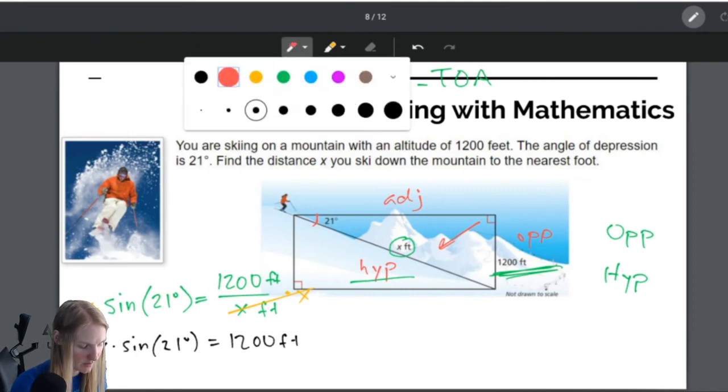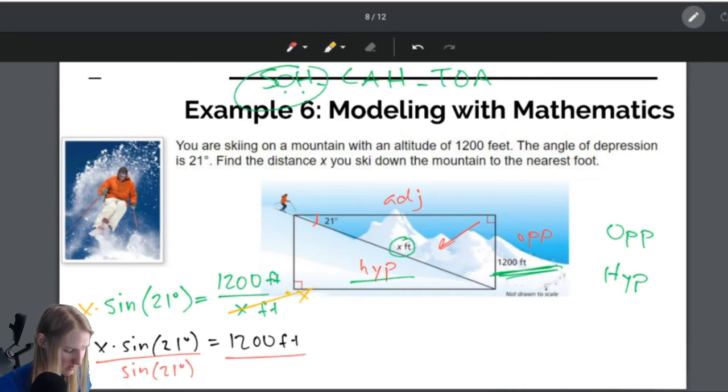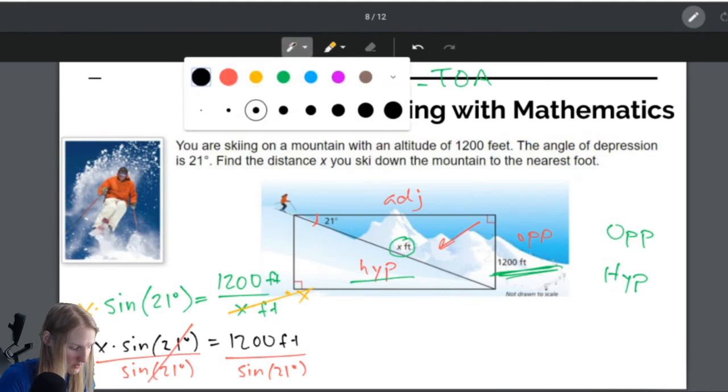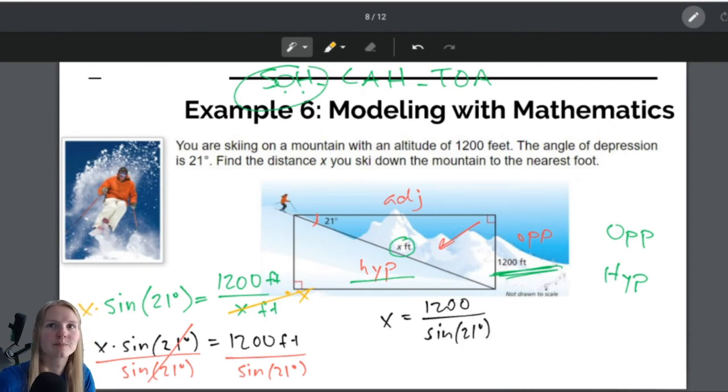Now, see how I want to get the x by itself? I want to get the x by itself here, so I need to divide both sides by sine of 21 degrees, so that those cancel out. Now, rewrite this yet again. So I know that x is equal to 1200 divided by sine of 21 degrees. Beautiful.